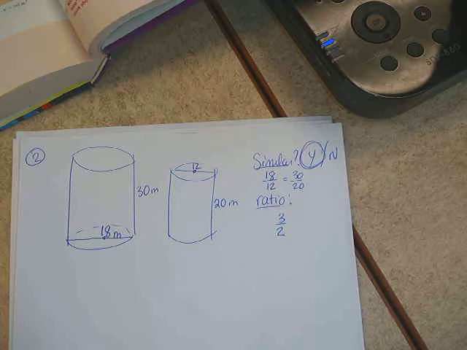So in 1 through 4, all you're doing is deciding if they are similar. If you have a rectangular prism or anything like that, you need to check all 3 dimensions.